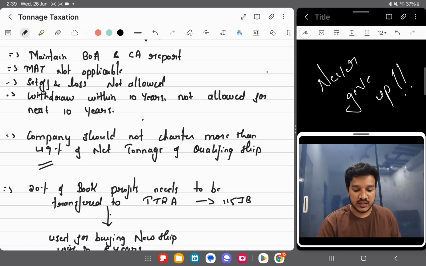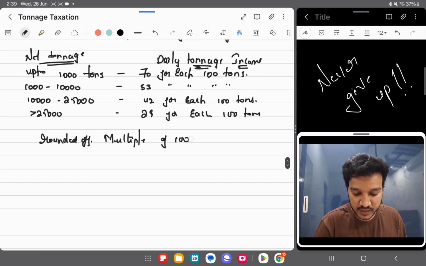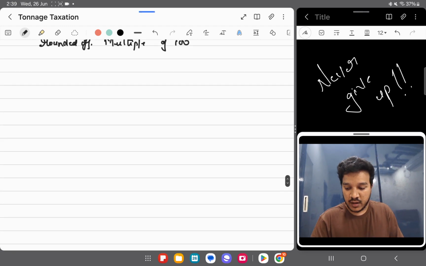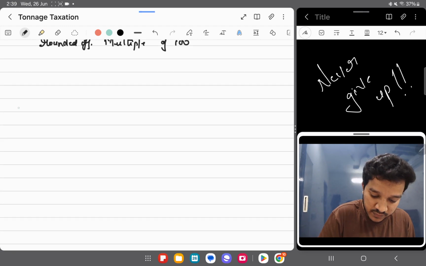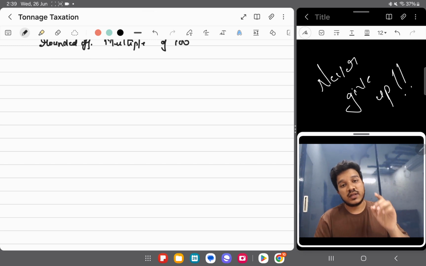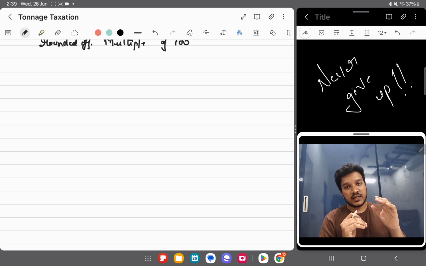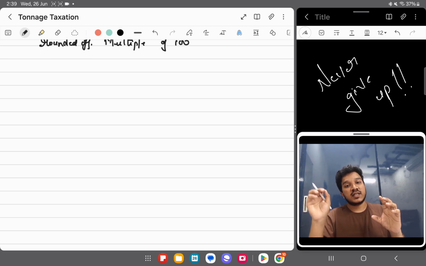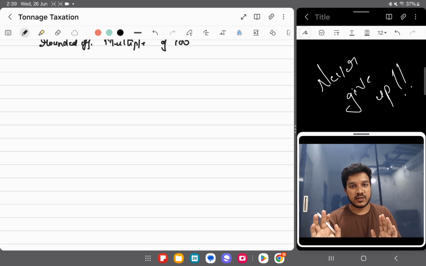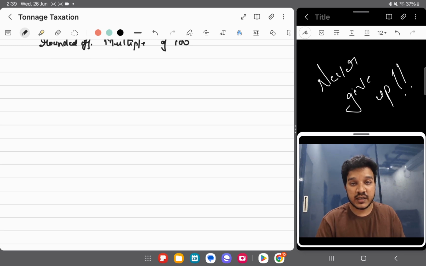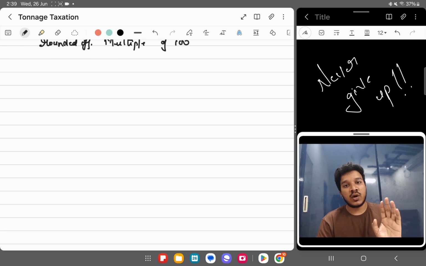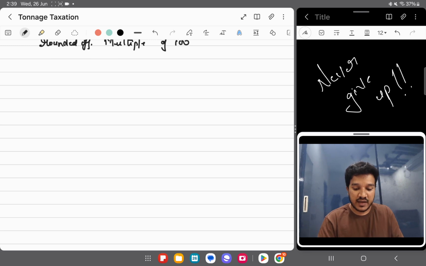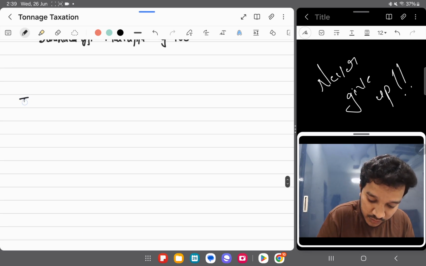I'll just give you a brief understanding. I hope you understand this. First, the net tonnage you have to take for the overall year. The income from chartering should not be more than 49% overall. If it is more than 49%, then the scheme is not applicable. If it is less than 49%, then the scheme is applicable. I will give you an example, just try to understand.